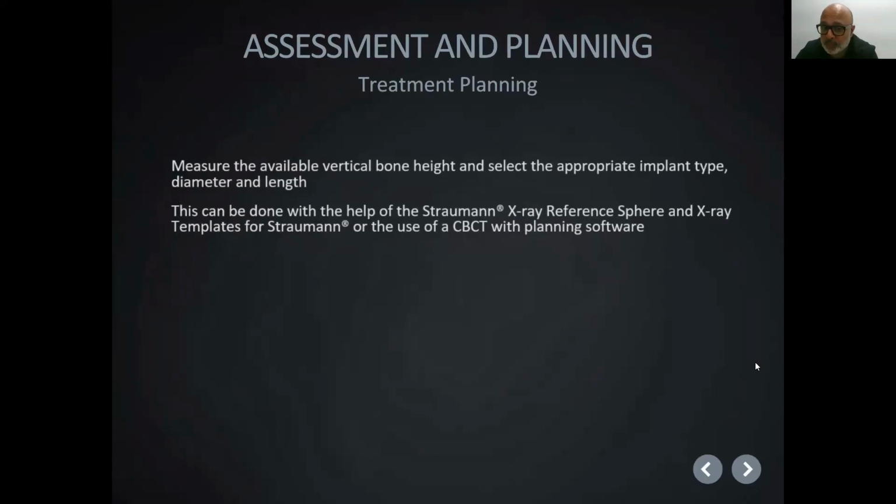This can be done with the help of the Straumann X-ray reference sphere, X-ray templates for Straumann, and also use of CBCT with planning software. And I'll show you that. This is quite a good way, and this is how I think a lot of dentists should get started: to start planning cases that they're not going to even do.